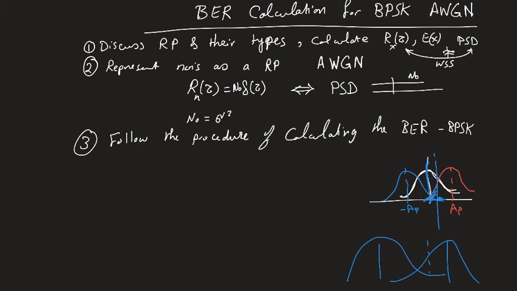and you were told that the threshold is not 0, it's somewhere, maybe it's 0.5, for example, then the area of the error is going to be this area under the curve of the when 1 is transmitted, and then added to it, right, this area under the curve when 0 is transmitted, right? So it's no longer symmetric in that case, and you have to calculate each one of them.